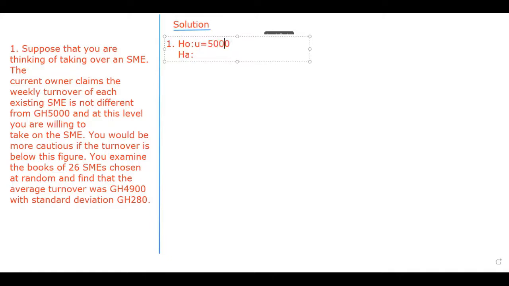Why are we saying mu equals 5,000? Because they said it's not different from that, so it's equal to. The HA surely challenges the H0, so this one will be the opposite: not equal to.